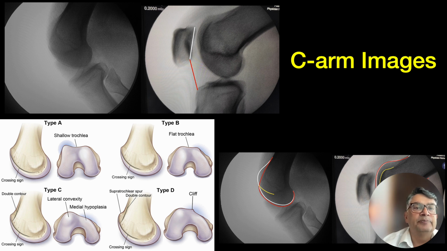So I take a true lateral, I take it at 30 degree, 40 degree and 90 degree knee flexion, to measure the patella height, and then a true lateral view just to measure the trochlear dysplasia, which I'm not going to detail here, but this picture shows that there is a trochlear dysplasia in this patient.